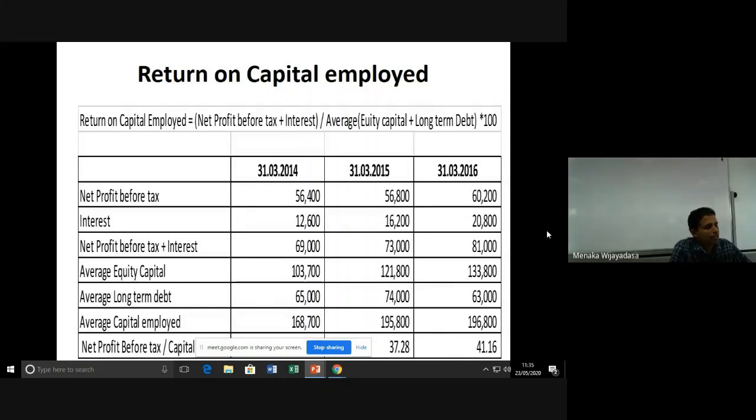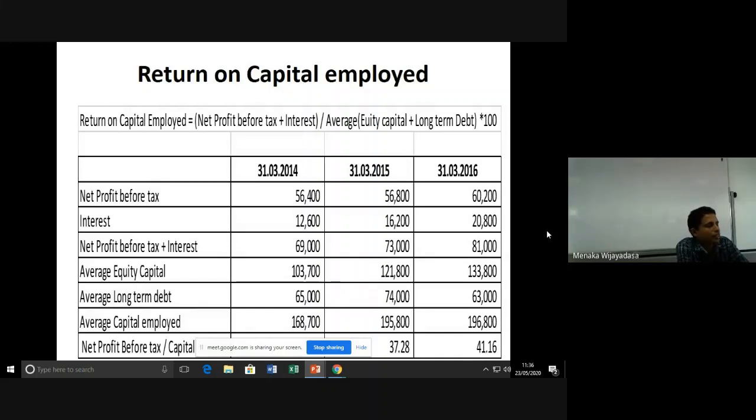At the first ratio, the one before this ratio, we took the equity capital only. Now here, return on capital employed. Capital employed comprises two capitals mainly, that is debt capital and equity capital. Now in this ratio, we have to accommodate the debt capital as well. You have to take the average figures for the balance sheet item, that is the statement of financial position item, that is equity capital and debt capital.